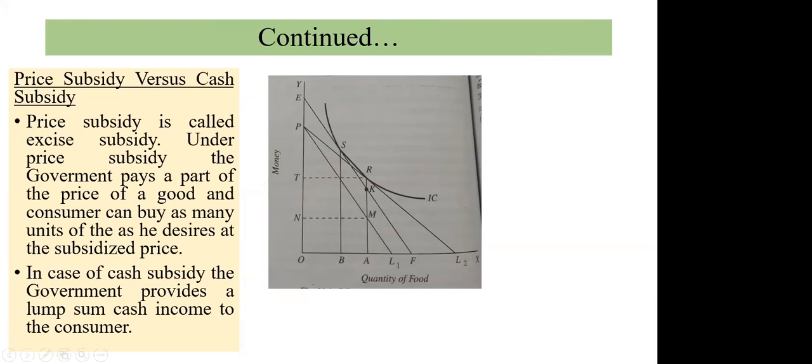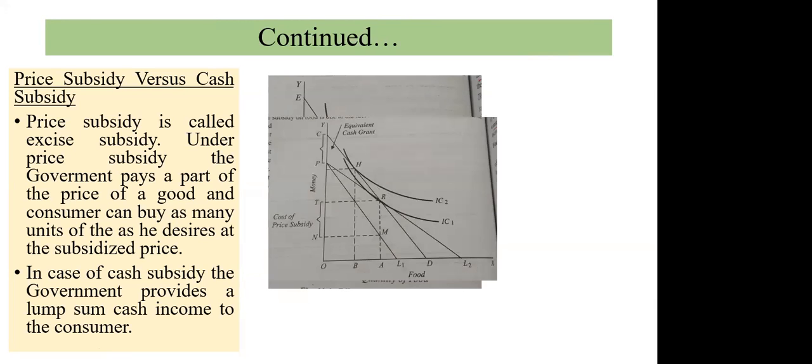Now, instead of this price subsidy, suppose the government gives us a lump sum cash grant, which is equivalent to the cost of the price subsidy. So as a result, what happens? Initially, again, my price line is PL1. With the increase in income from the lump sum grant given by the government, my price line shifts from PL1 to CD, which is parallel to PL1.